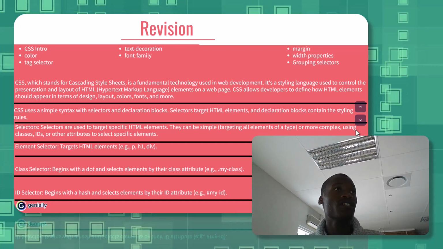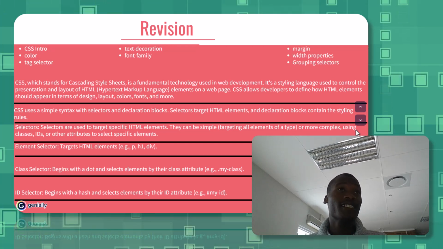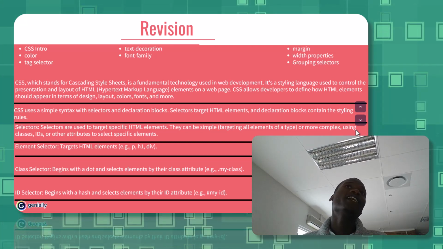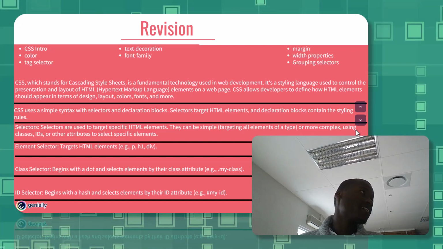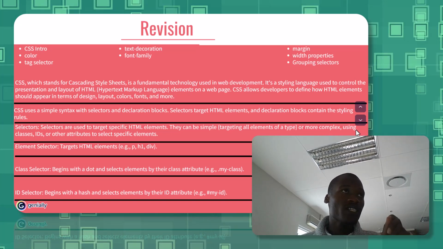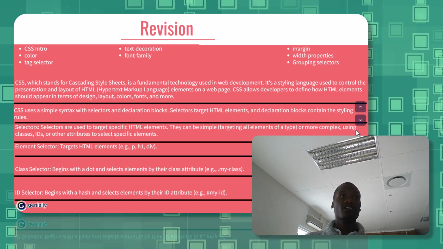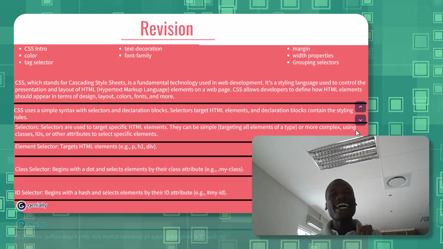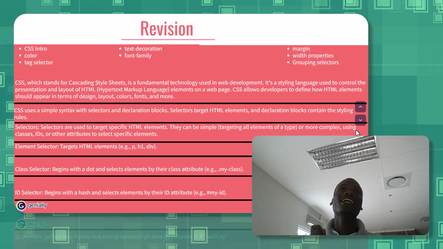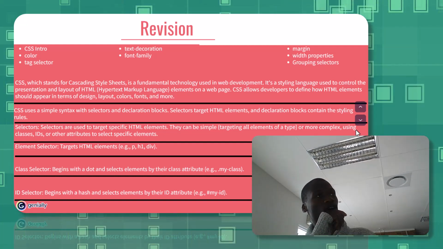CSS uses a simple syntax with selectors and declaration blocks. Selectors target HTML elements, and declaration blocks contain the styling rules. Let me just repeat that because it is the most important line to me: CSS uses a simple syntax with selectors and declaration blocks. Selectors target HTML elements, and declaration blocks contain the styling rules. Are we all clear on that? So what is a selector?